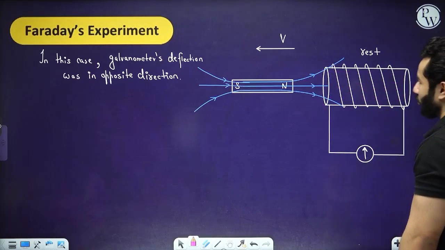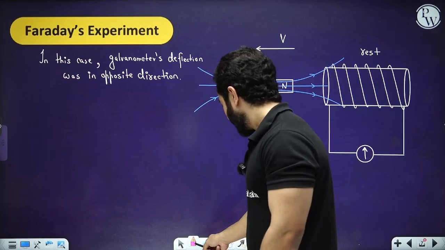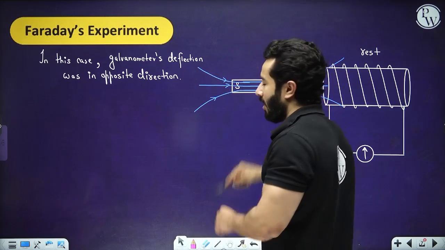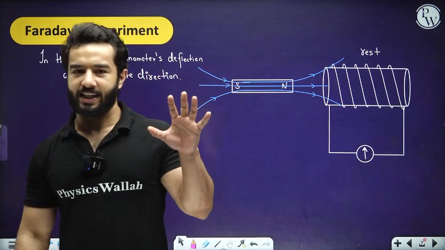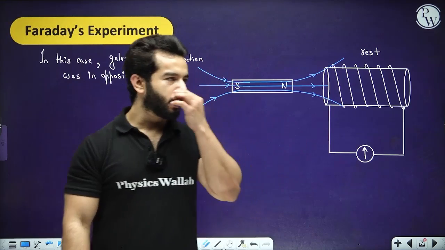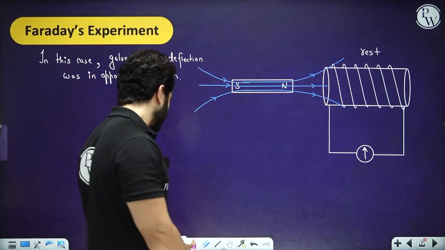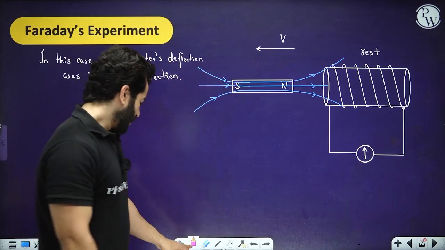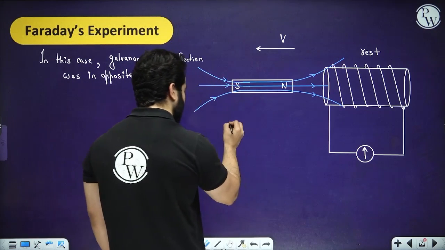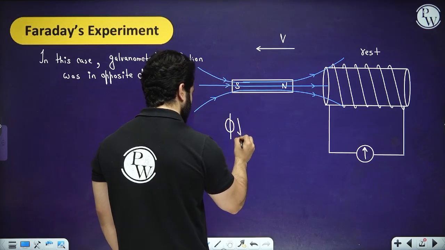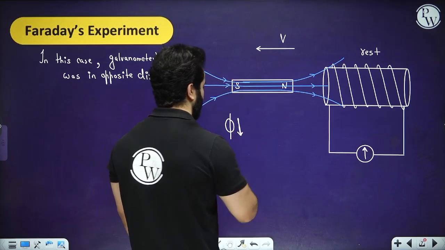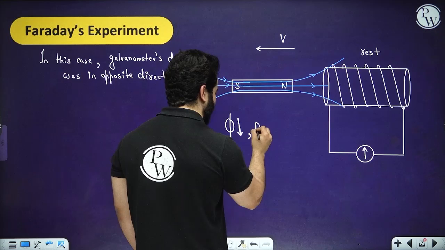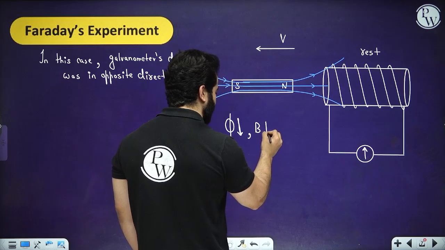Another example, dosto. Let's suppose initially both of them were at rest. So this is the status quo. This was the original situation. Now you decided, let's say, sir, now we are giving this bar magnet some velocity. So now because of this, magnetic flux will decrease. And why is magnetic flux decreasing? Because now the magnetic field intensity is getting weaker and weaker.